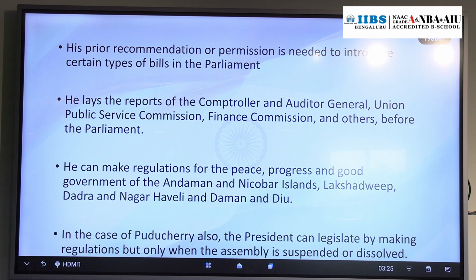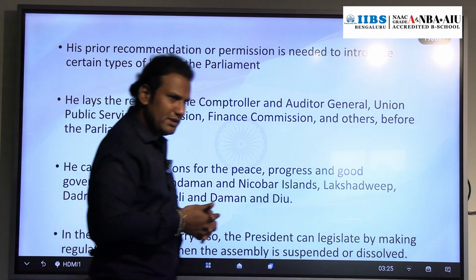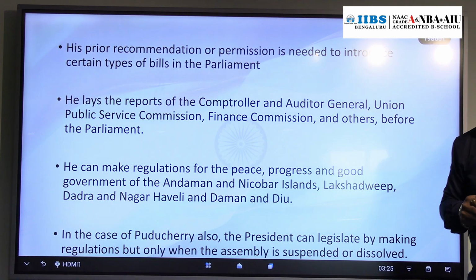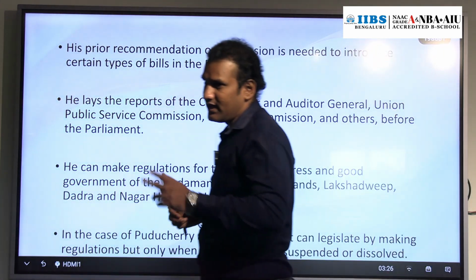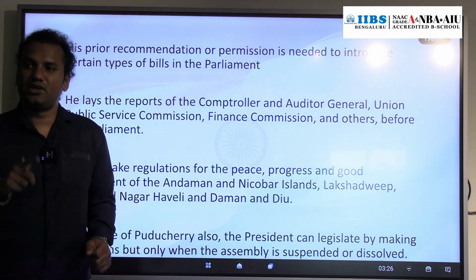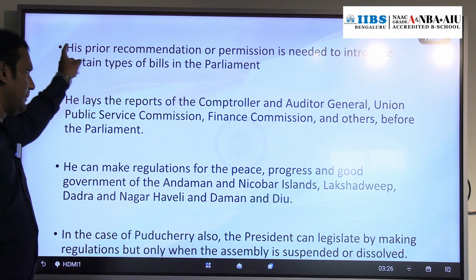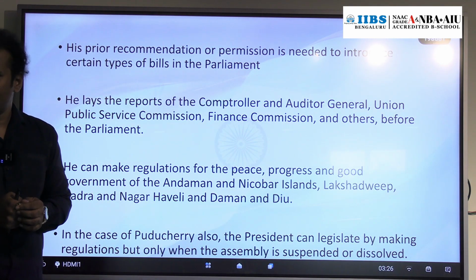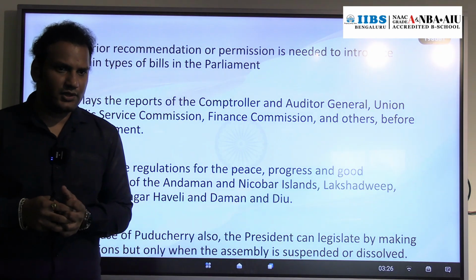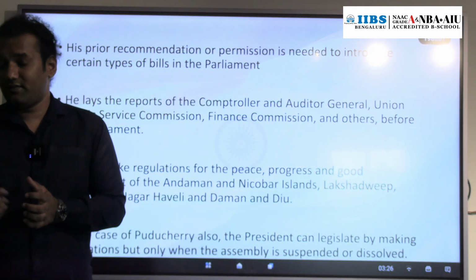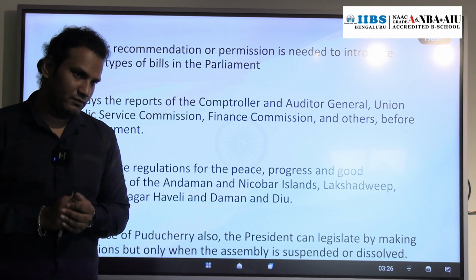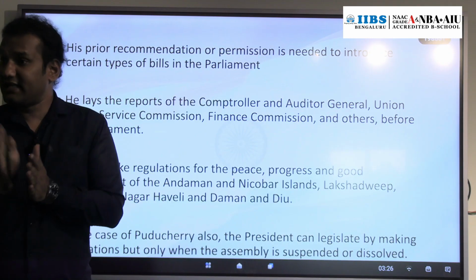Then next. There are certain bills. In part 1 we also discussed the bill related to Article 3, as well as the money bill under Article 110. So there are certain bills which cannot be introduced without the prior recommendation of the President of India. For example, a bill for the purpose of Article 3 and a bill for the purpose of Article 110, which is a money bill.